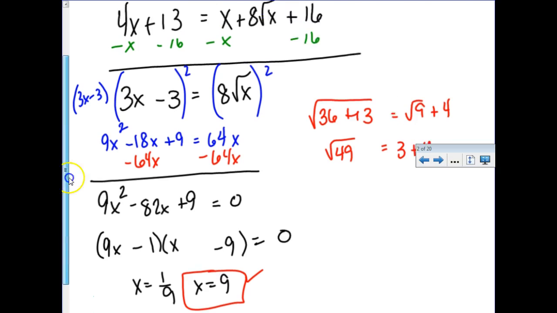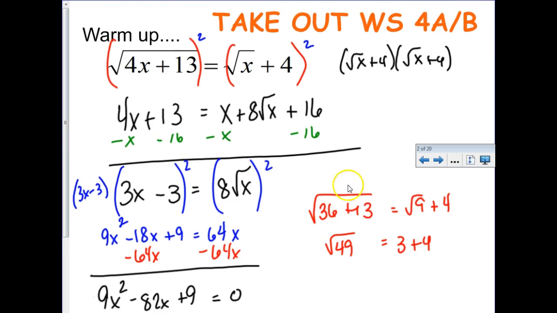Now we're supposed to go back and check the 1/9. Okay, so same problem, except this time I'm plugging in a 1/9. Gross. 4 times 1/9 would be 4/9 plus 13. Okay, I am not doing this in my head. Please someone type these fractions for me.